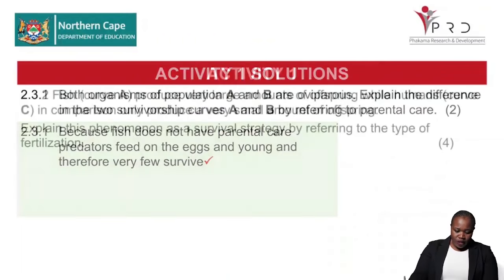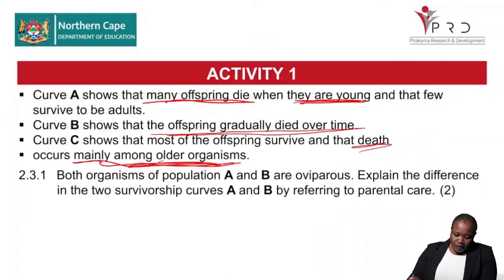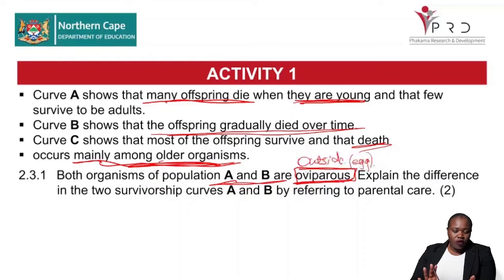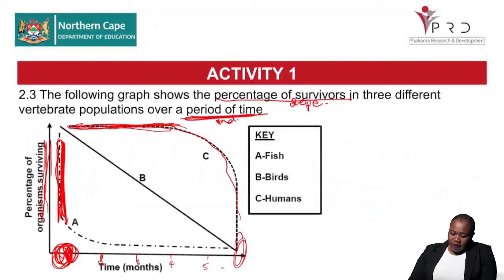All right, let's have a look at 2.3.1. It says both organisms of population A and B are oviparous. What is oviparous here? Oviparous is outside the body, inside an egg, right? That is what oviparous means. Explain the difference in the 2 survivorship curves, A and B, by referring to parental care. Now, with the graphs that we've been given, we are given A as fish, B as birds.